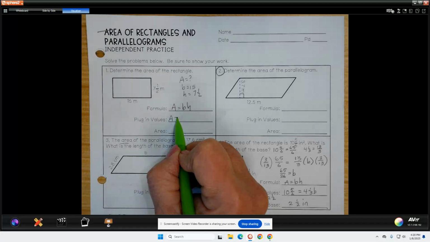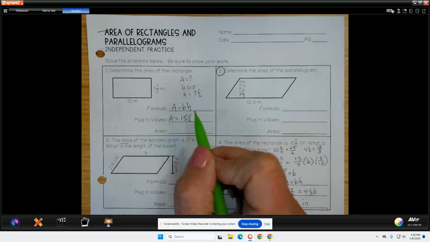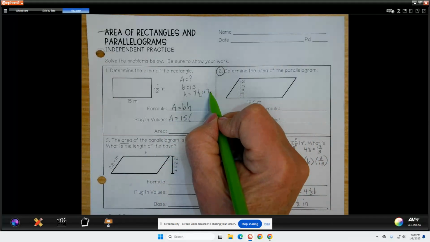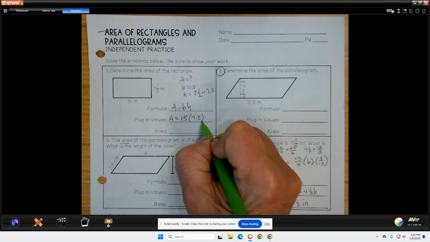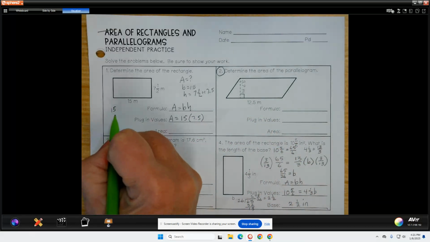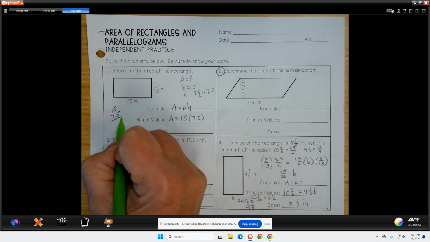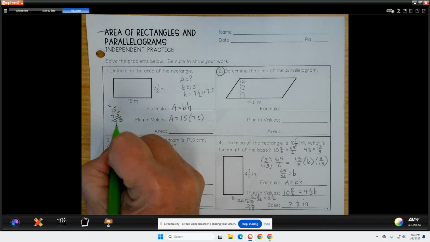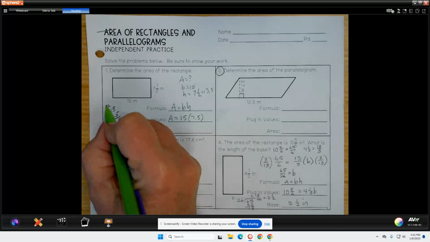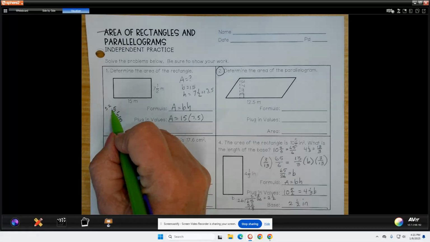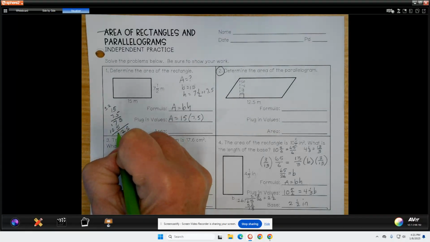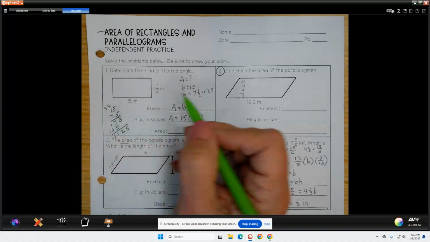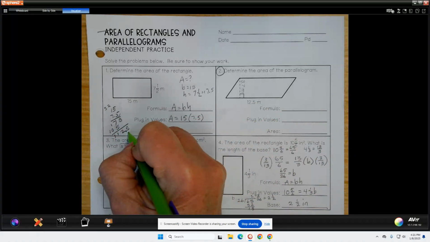We don't know area. Our base is 15, and our height is 7.5. So 15 times 7.5. 5 times 5 is 25. Carry the 2. 5 times 1 is 5 plus 2 is 7. 7 times 5 is 35. Carry my 3. 7 times 1 is 7 plus 3 is 10. 5, 12, 1, 1. I have one number to the right of the decimal, so I need one number to the right of the decimal.